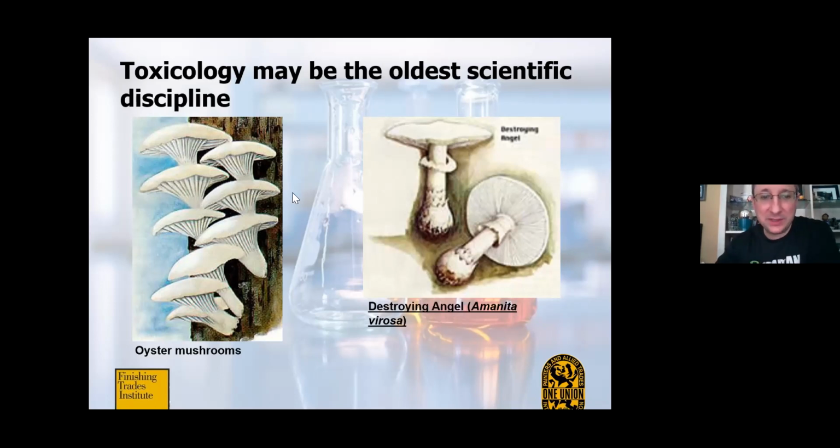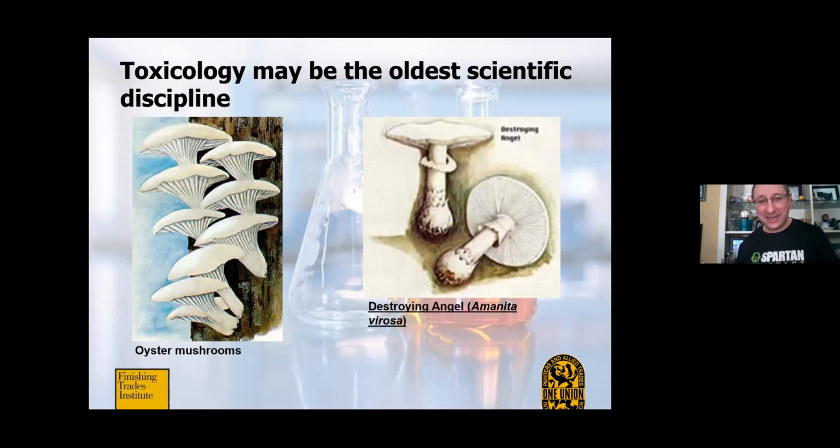This here is an example. On the left is an oyster mushroom, a delicacy, very edible, as opposed to the destroying angel here on the right. It looks kind of similar, but if you eat this, you might not make it. One of the reasons why I don't: I remember driving places with my father. He would stop the truck, get out, go grab mushrooms, go back and fry them up with bacon. I would never attempt that.